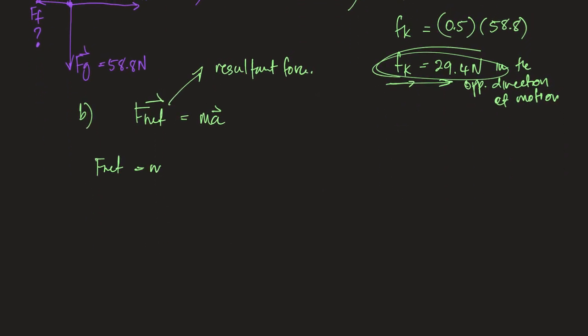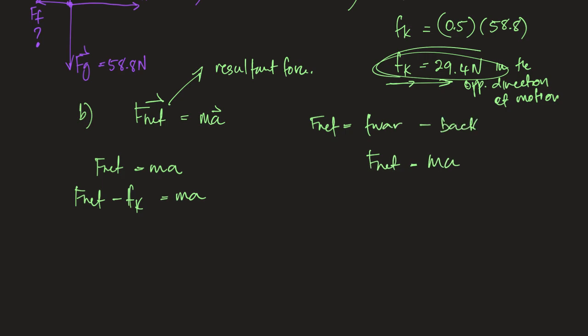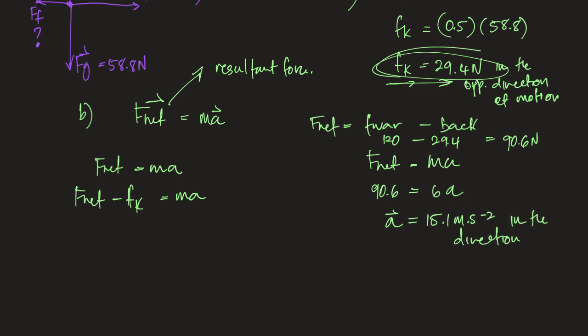I can say that F net is equal to ma, and F net minus the force of kinetic friction is equal to ma. Or I can say that F net is equal to forward minus my backward. My forward force here was 120 minus my backward force, which was 29.4, and I get a total here of 90.6 newtons. So I can say 90.6 is equal to the total mass, which is 6 kilograms, times acceleration, giving me 90.6 divided by 6. And acceleration is equal to 15.1 meters per second squared in the direction of motion.